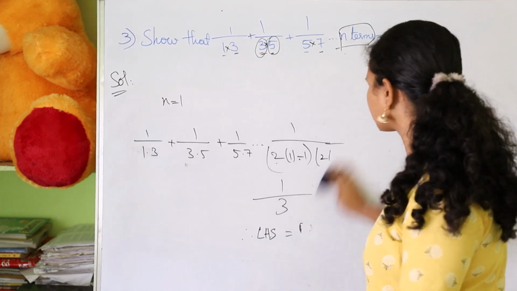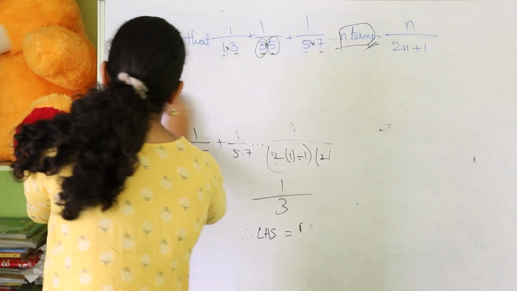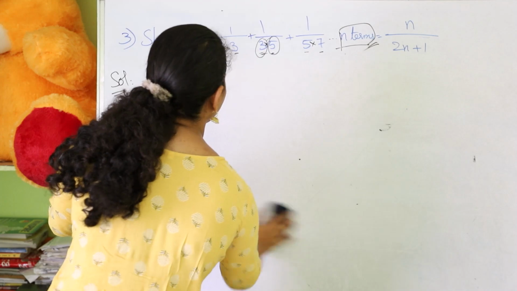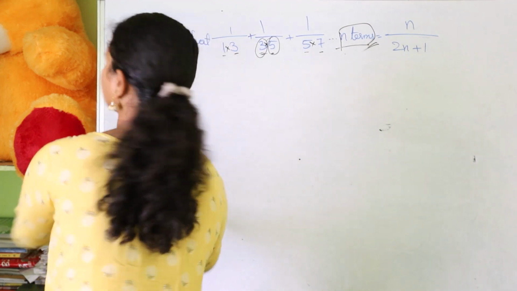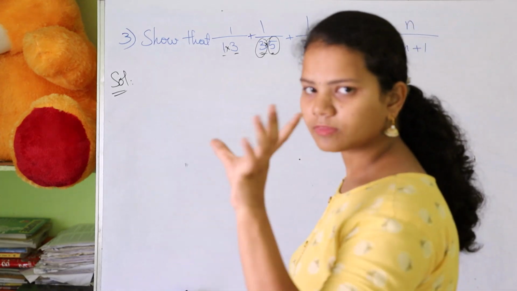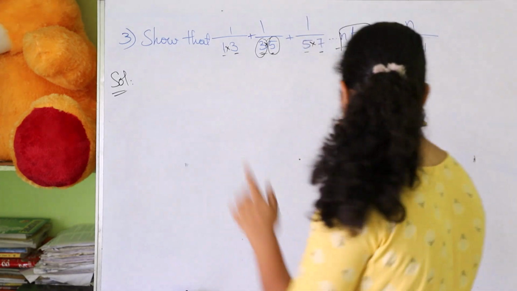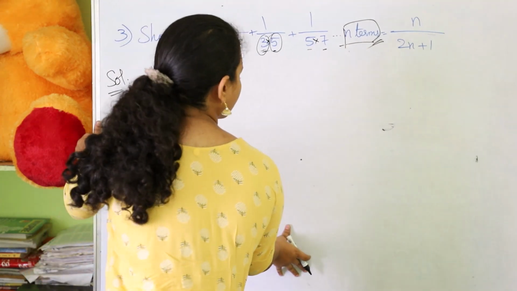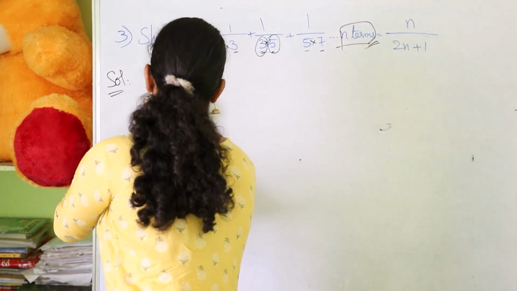Second case, case number 2. In the second case, what should we do? We should assume, we should imagine that it is true, meaning S of k is true. Assume S of k. In the second case, we assume it is true.